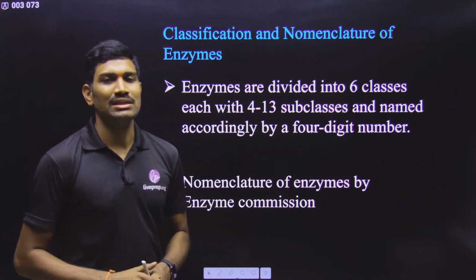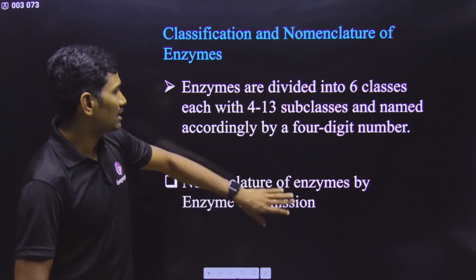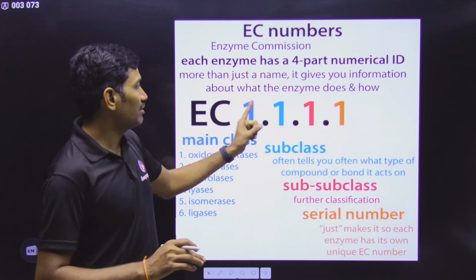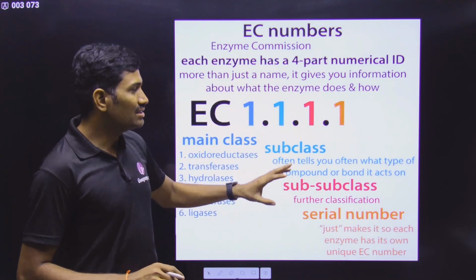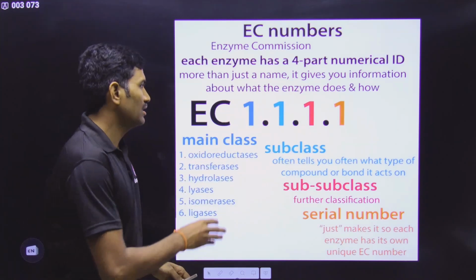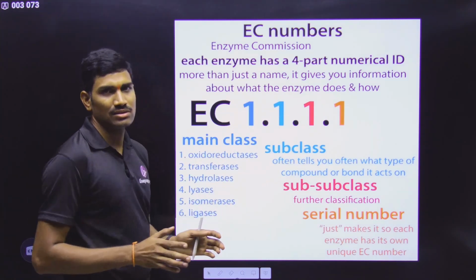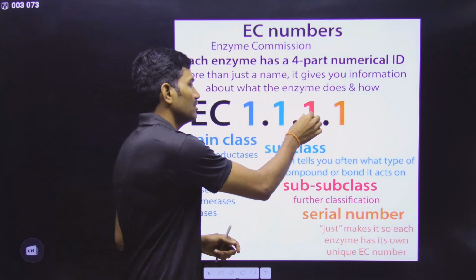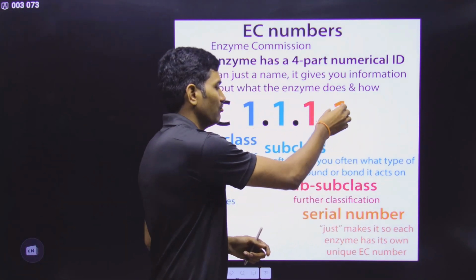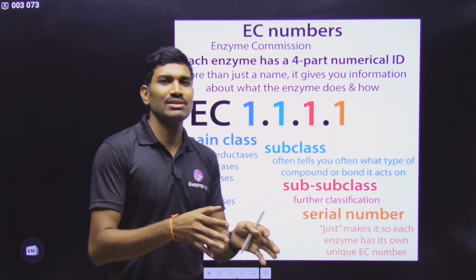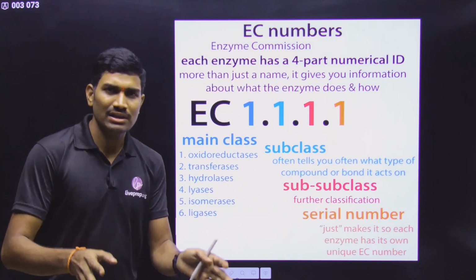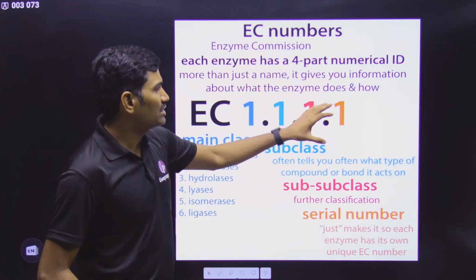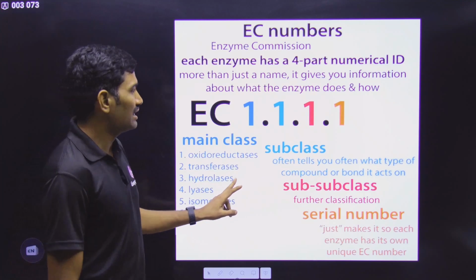This Enzyme Commission has assigned a 4-digit numbering for each enzyme. For every enzyme there will be 4 digits like this. So what do these digits represent? The first digit represents the main class, the class to which the enzyme belongs. The second one represents the subclass, the third one also represents a subclass, and the fourth one is a serial number. Within that subclass, different enzymes are given different numbers simply for differentiation. In this way they have given one 4-digit ID for each and every enzyme.